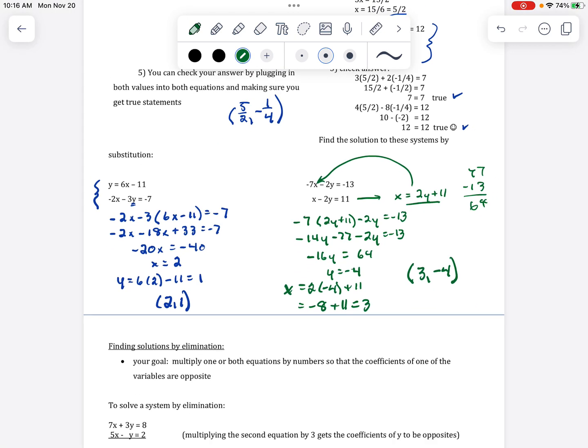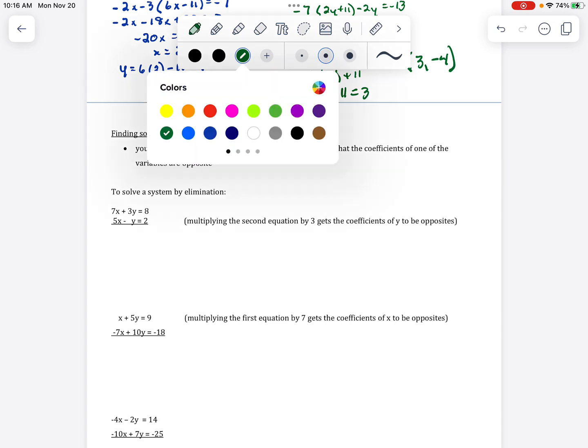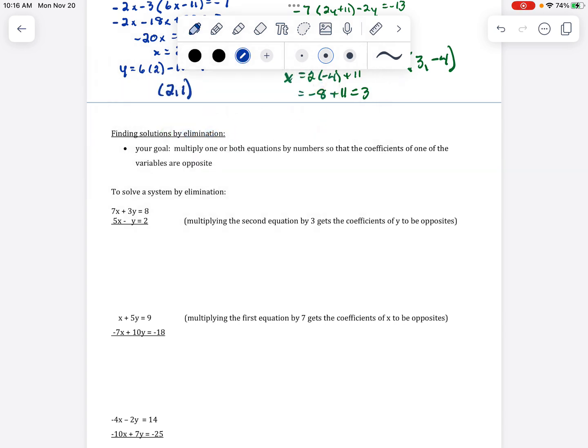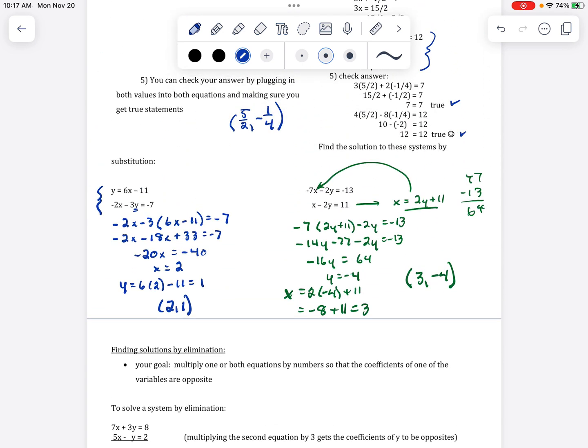Now there's one more method of solving a system of equations, and that's called finding solutions by elimination. Now, once you do substitution, you're probably thinking, well, why do I need to learn another way? Substitution works great. It works fabulously. If you only have 2 equations and 2 variables, I would go with substitution. It's the easiest way to go.